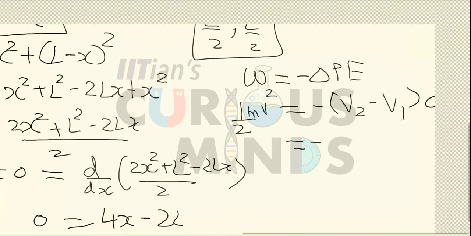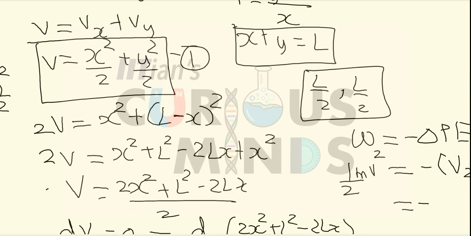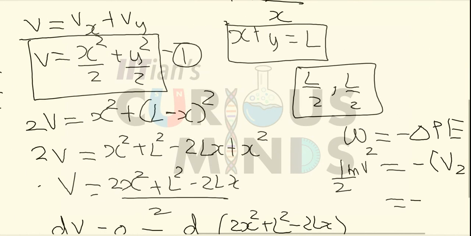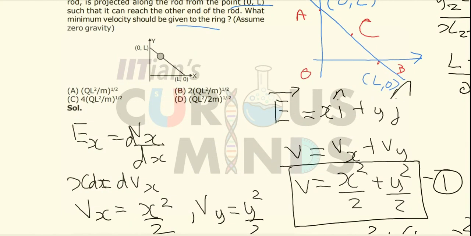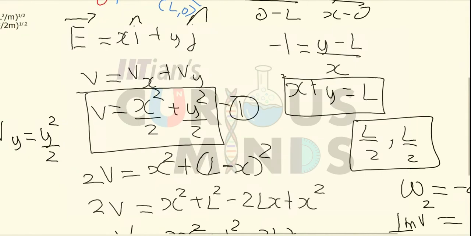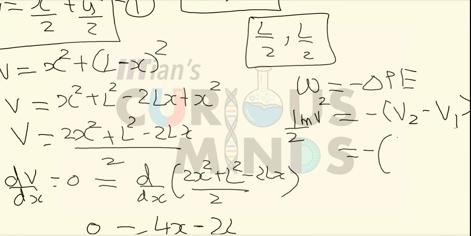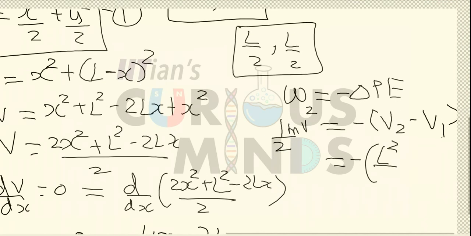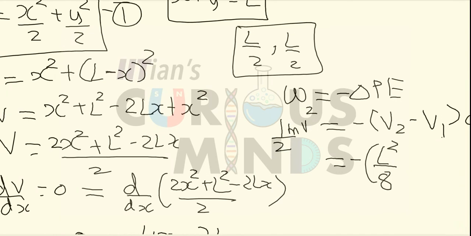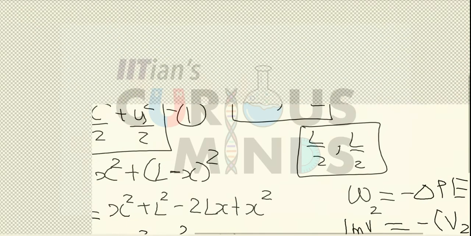Now the voltage at any point, as we have already written, is equal to x square plus y square divided by 2. So the voltage at the second point, that is at point C, at which I am getting the minimum, whose coordinates are now found out to be L by 2 comma L by 2, when I substitute the value, will be equal to L square by 4 divided by 2, which is L square by 8, plus L square by 8. This is the voltage at point 2 minus the voltage at point 1.